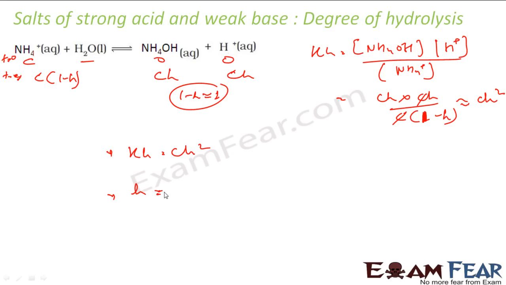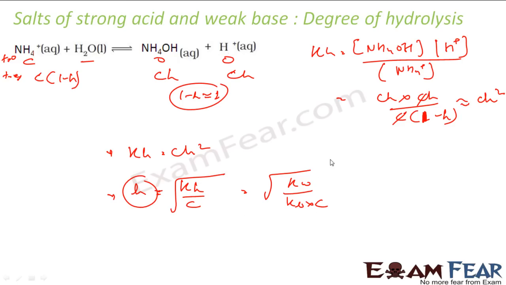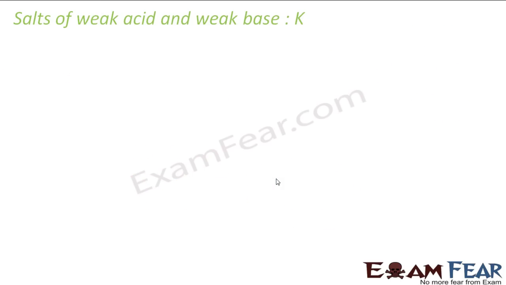So h is what? Root of Kh by C. And Kh is what? Kw by Kb. So here the degree of hydrolysis is root of Kw by Kb into C. Correct.